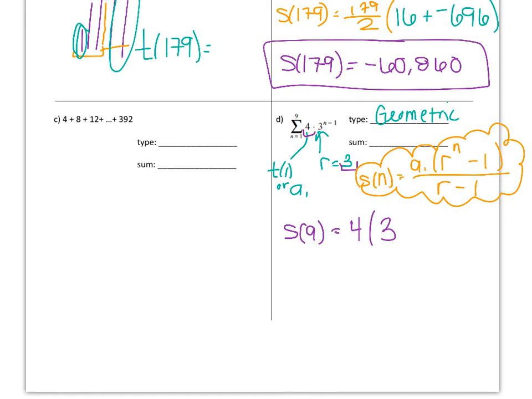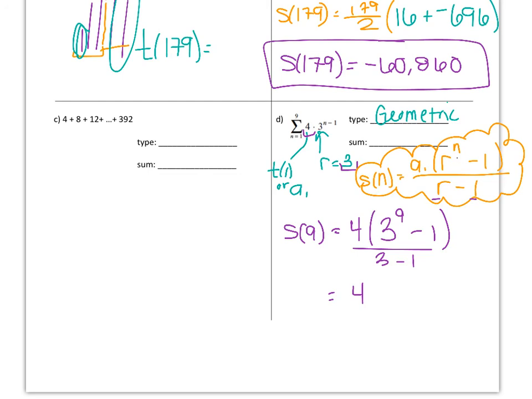So in applying it to this problem, the sum of the first 9 terms, in this case n is 9. A1, the first term, is 4. R to the n, that would be 3 to the n, but we also know that n is 9. Minus 1, all divided by r minus 1, which would be 3 minus 1. So we get 4 times 3 to the 9th minus 1.